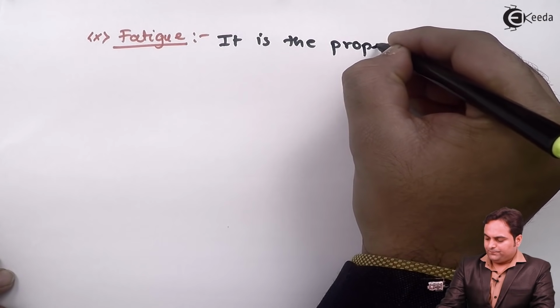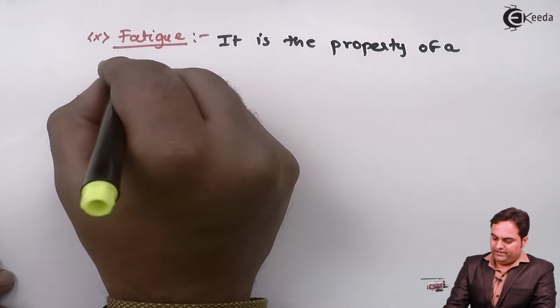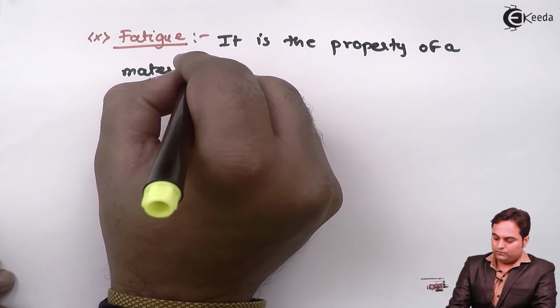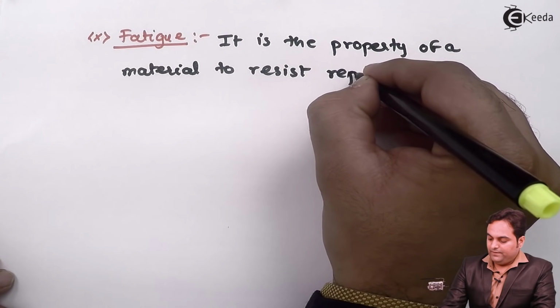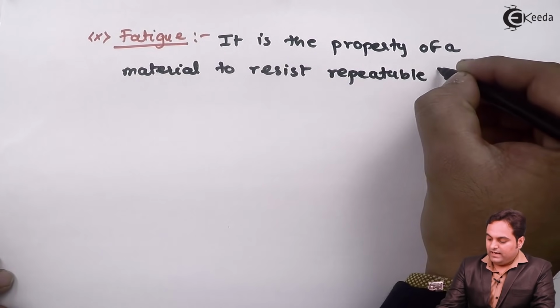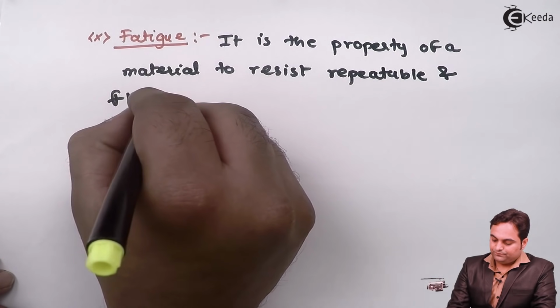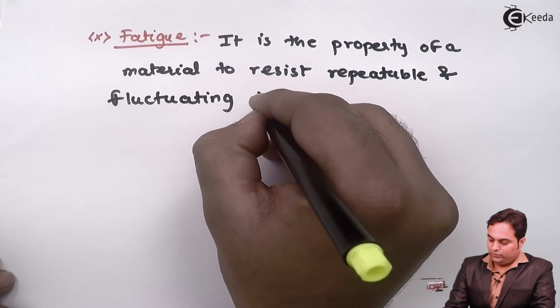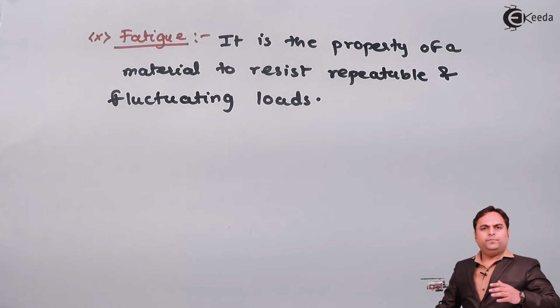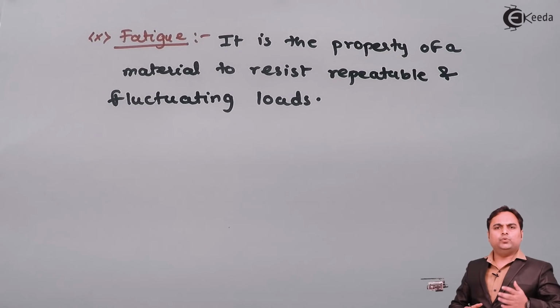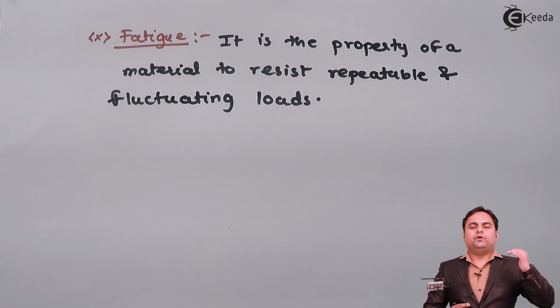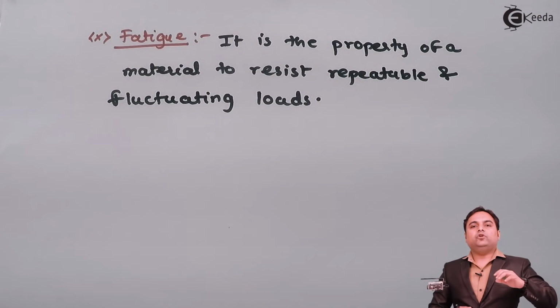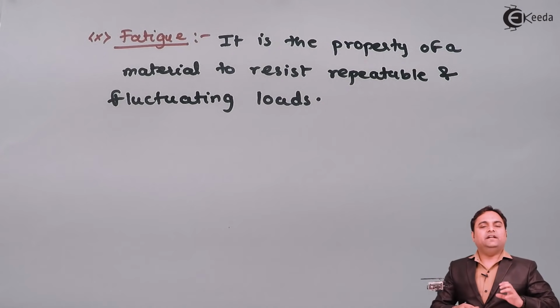the property of a material to resist repeatable and fluctuating loads. It means if we have a machine or an element on which the load is repeatable, that is it is repeated in a cycle, and also it is fluctuating, the load is constantly changing from minimum value to maximum value, then what happens? The material would be fatigued and it will break.